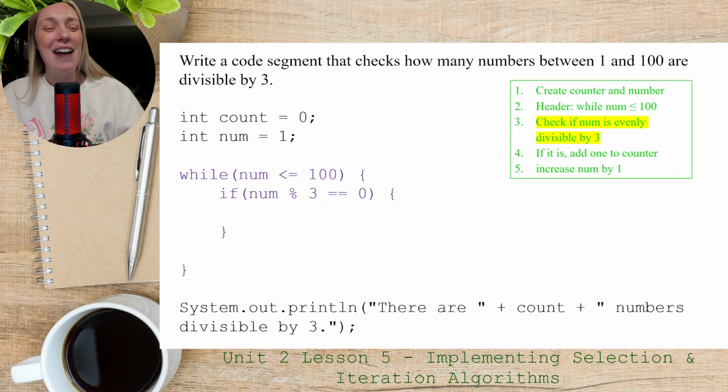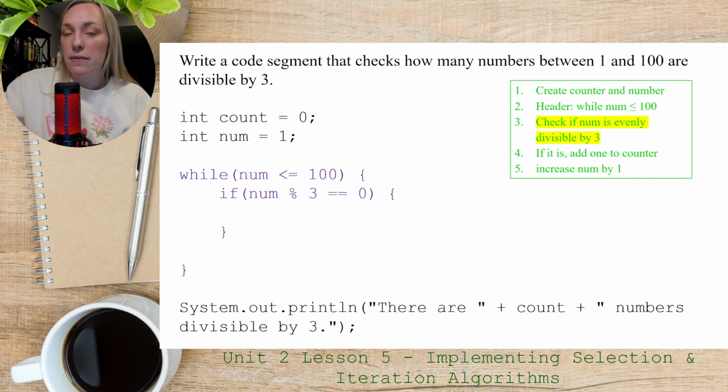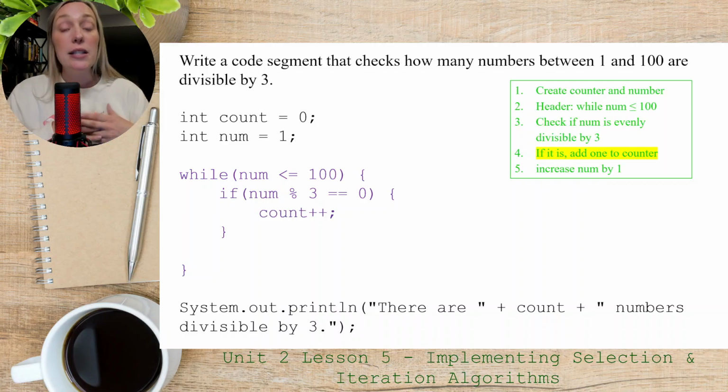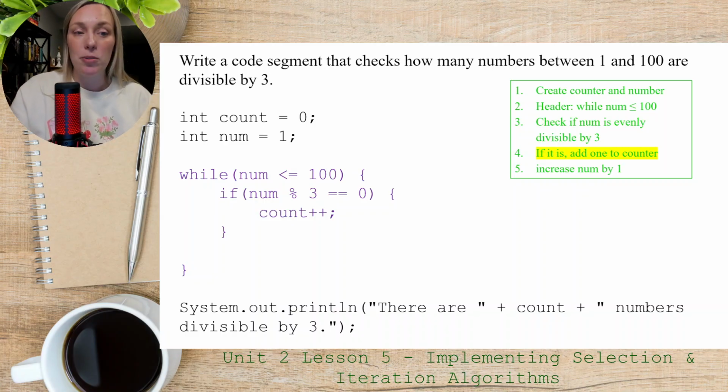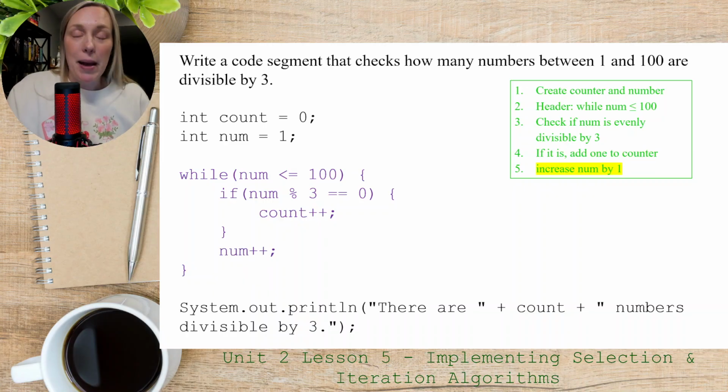But I want to check, is number mod 3 equal to 0? Because if it is, that means that num was evenly divisible by 3. And if it is evenly divisible by 3, I want to increase count by 1. Okay, so count plus plus. And then I want to increase num by 1 at the end of my while loop.